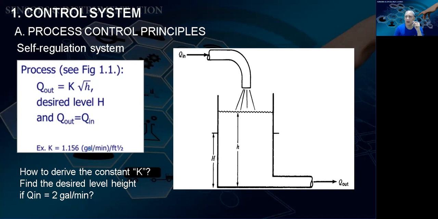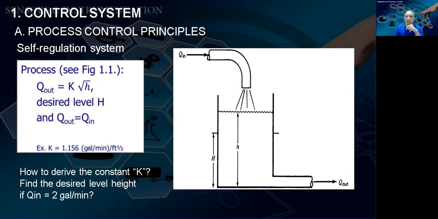Of course, if Q in is less than Q out, then we will know that there is basically no level. It will just be drained out directly. As the water comes in, it will go straight to the outlet. But if Q in is more than Q out, then the level keeps increasing. So for the level to stay constant, the flow rate in and flow rate out should be the same.